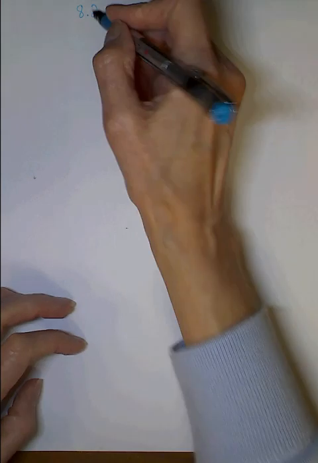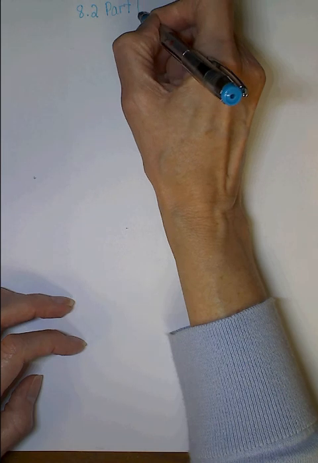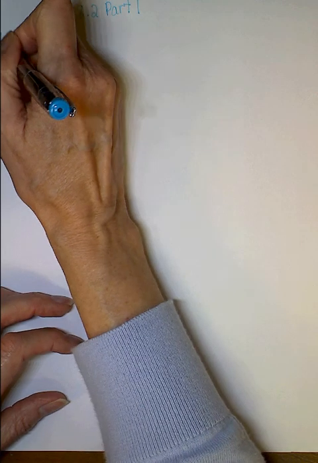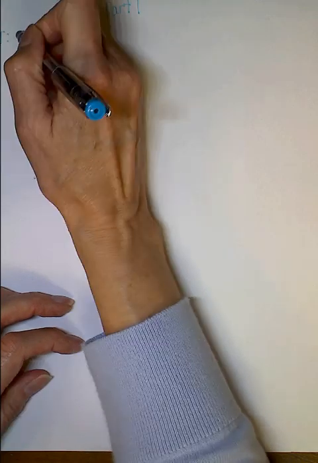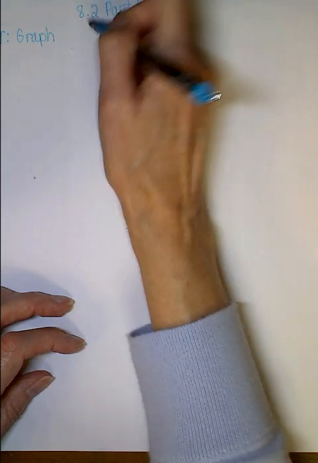Today we're doing section 8.2 and it's going to be in 2 videos, so this will be part 1. Alright, our learning target for this one, we are going to graph rational functions.